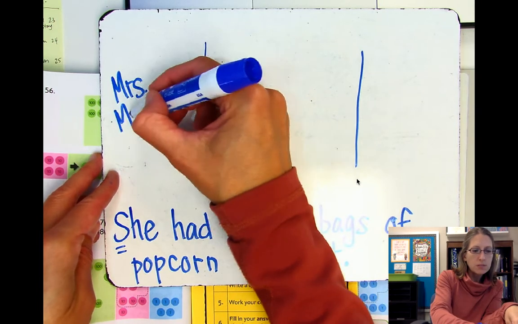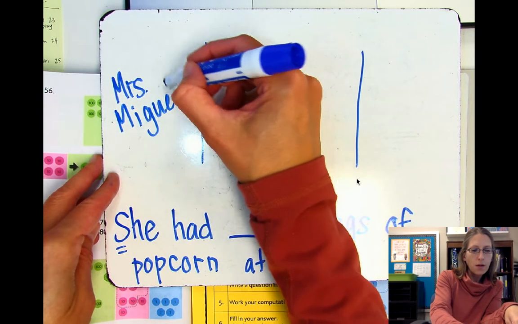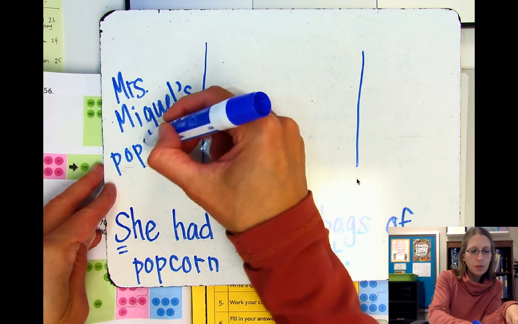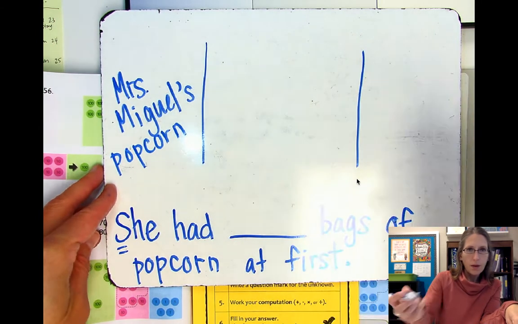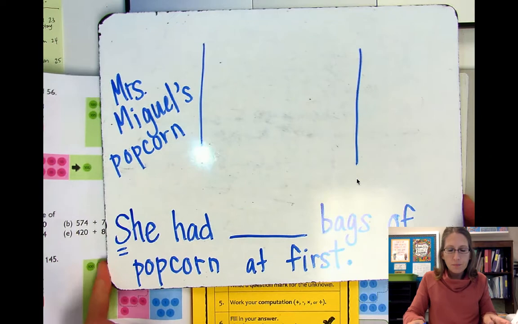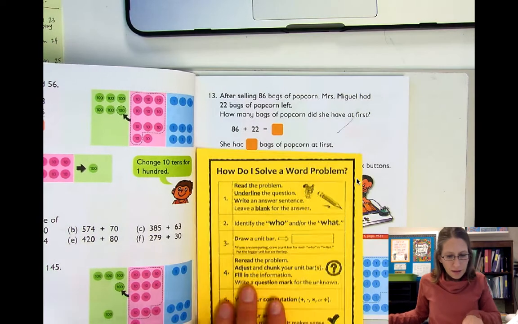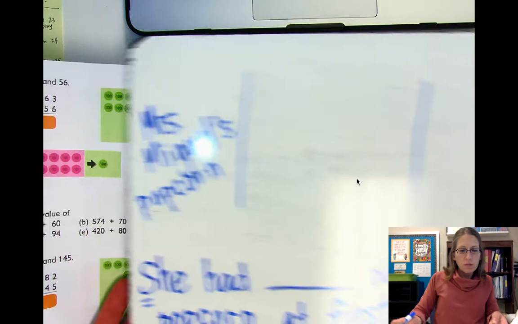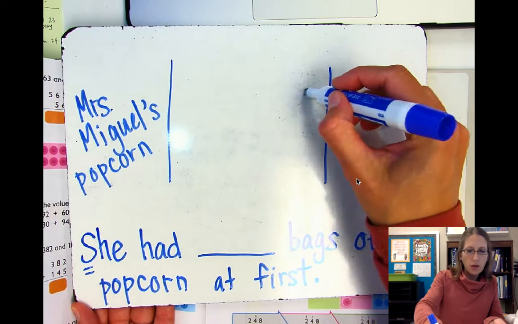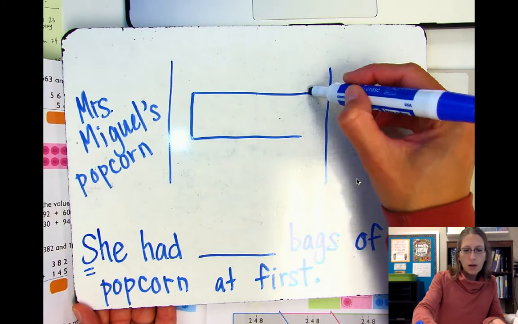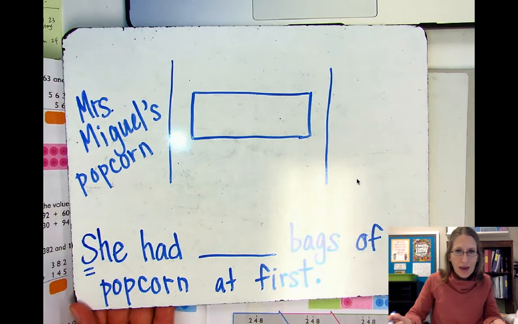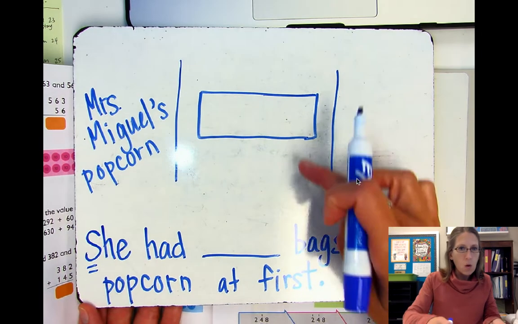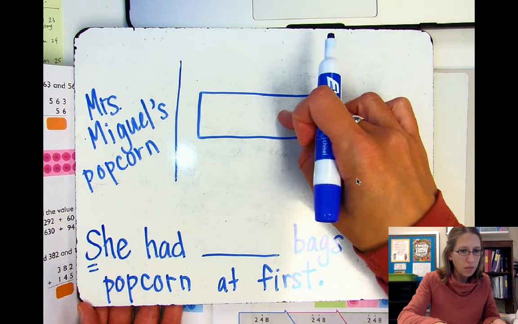So this is Mrs. Miguel's popcorn. Okay, so that goes over here to the side. And then we're going to do step 3. We're going to draw our unit bar, just a fancy name for a rectangle that goes in the middle here. And we've been working on number bonds and unit bars. So you could definitely do a unit bar or a number bond or both.